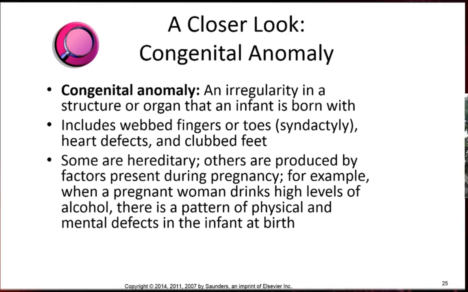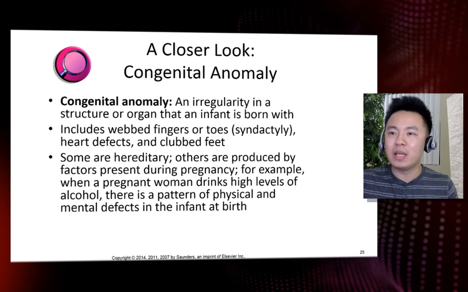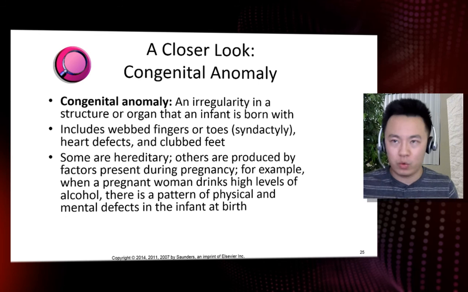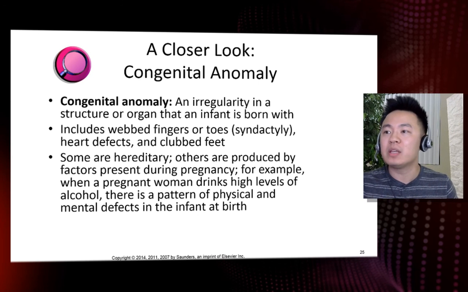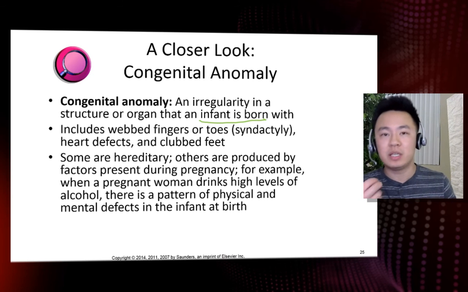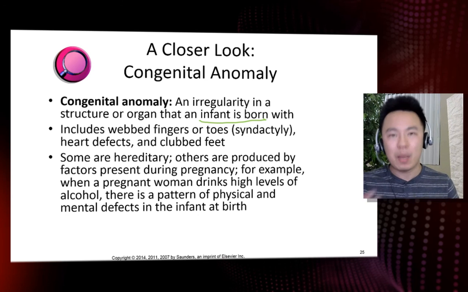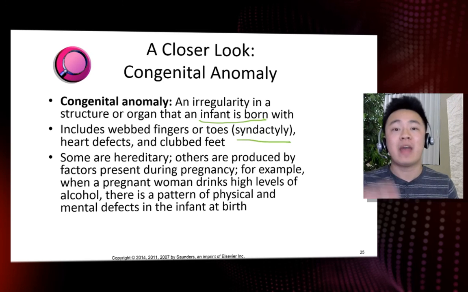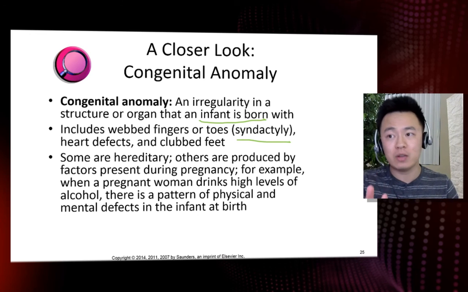A congenital anomaly here is an irregularity in a structure or organ that an infant is born with. So congenital anomaly is when the infant is born with it. Okay, one of the examples of a condition that is a congenital anomaly would be syndactyly. I told you guys I would talk about it a little bit. Again, that is when an individual has webbed fingers or toes. Heart defects as well, and club feet are also included in congenital anomalies.